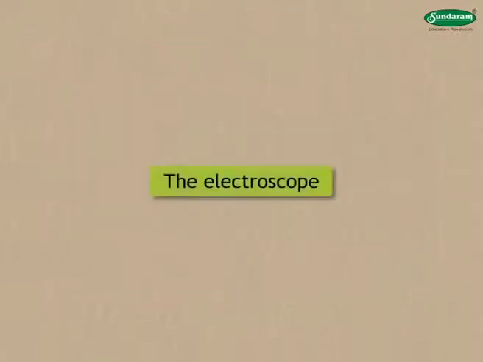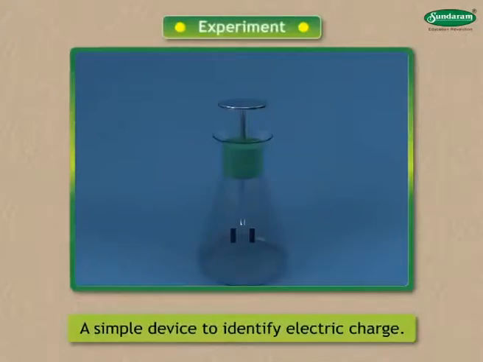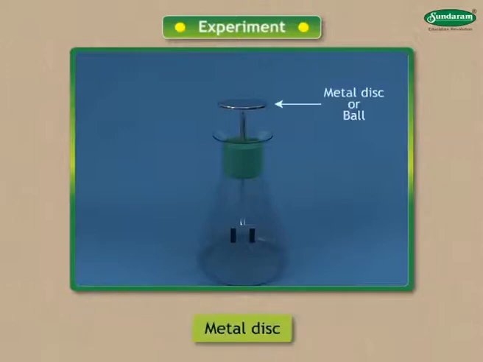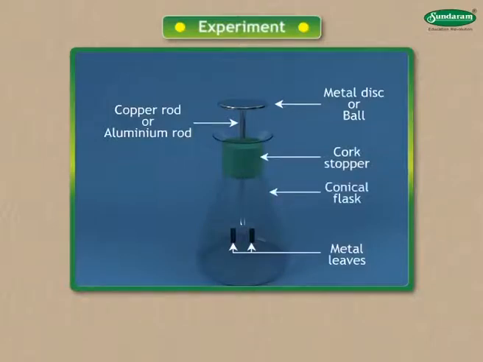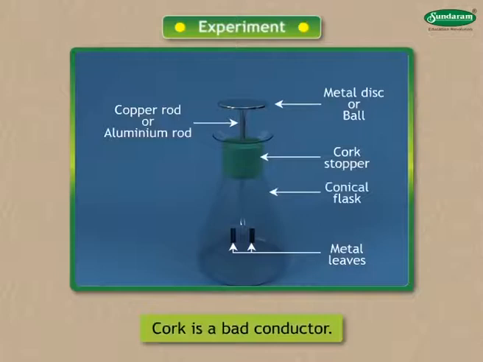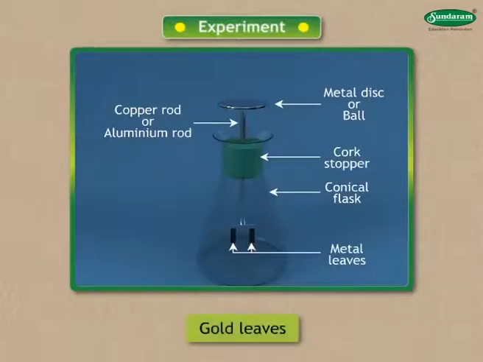Let us study about the electroscope, a simple device used to identify electric charge. In the electroscope, a metal disc or ball is attached to one end of a copper or aluminium rod. Two thin metal leaves are attached to the other end. This rod is fitted in a one-holed cork stopper, and the stopper is fitted on a conical flask in such a way that the metal leaves will be inside the flask and the disc outside. Cork is a bad conductor. Sometimes, to make the electroscope more sensitive, gold leaves are attached to the end inside the flask.